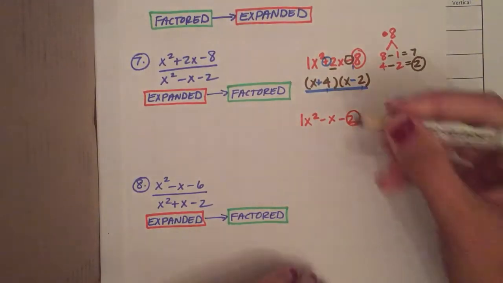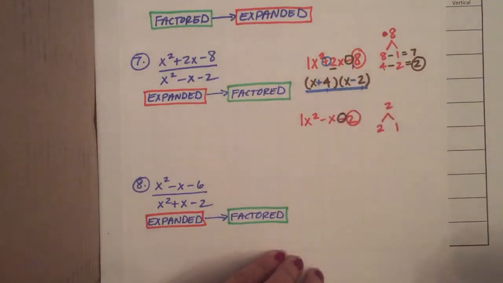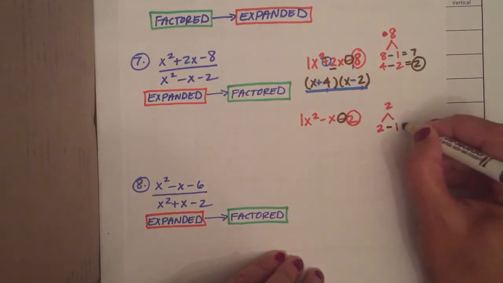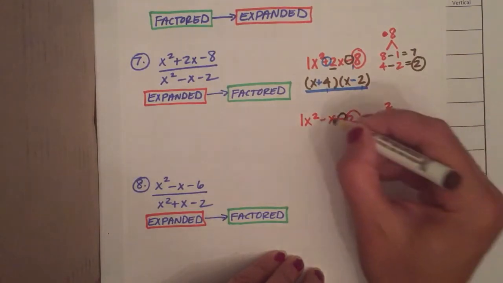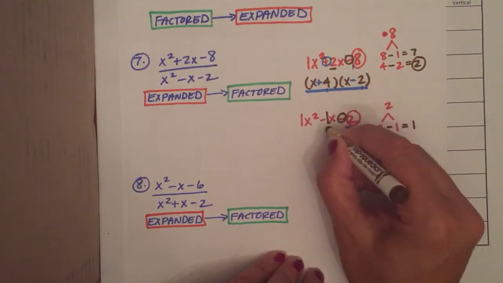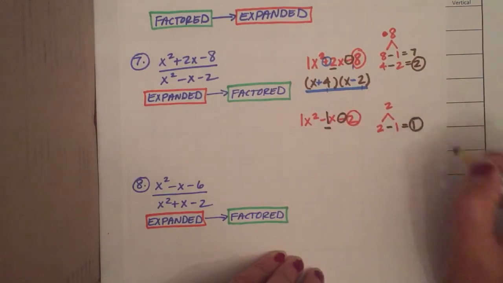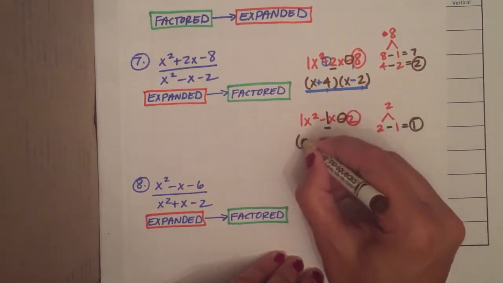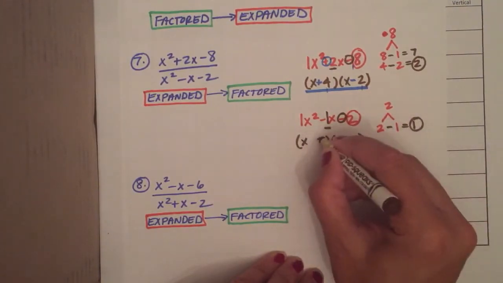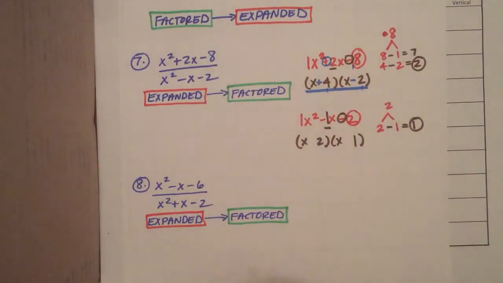I'm going to look at the sign of my c term, which happens to be negative. So that means I'm going to be subtracting these terms. And I'm looking for a value of, and since this is minus x, that's the same as 1. So I know I'm going to have x, and my two factors are going to be 2 and 1.